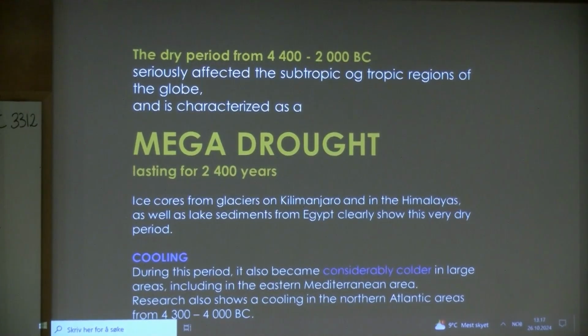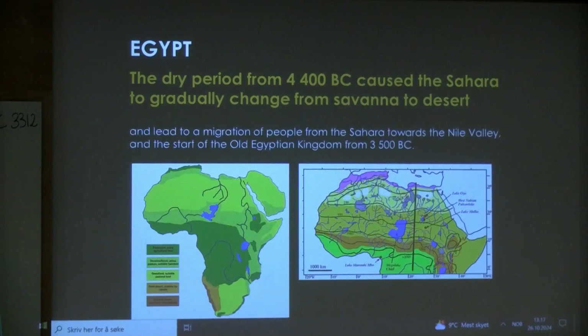The cooling during this period, it also became considerably colder in large areas, including the eastern Mediterranean, which we will have a closer look at. And research also shows that it was colder in the North Atlantic, more ice in the North Atlantic during the same period. This had an interesting effect, this dry period.